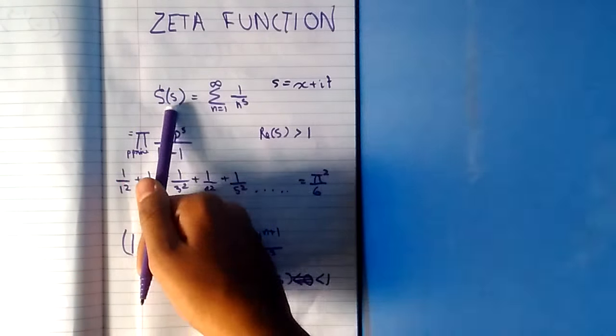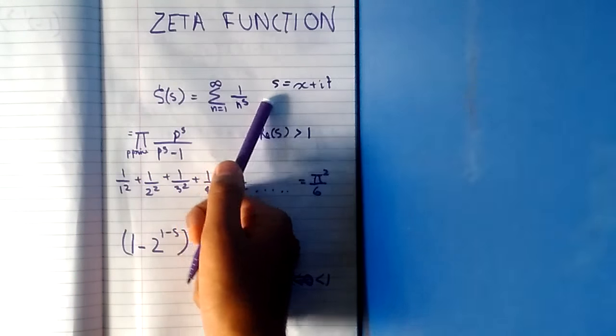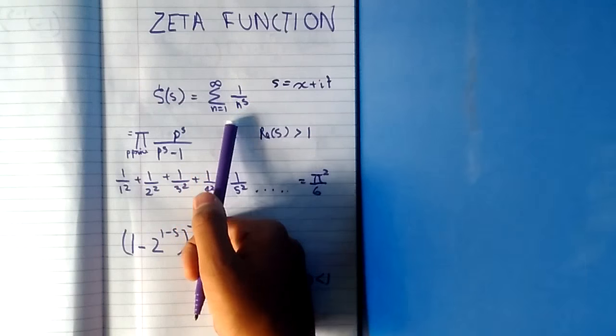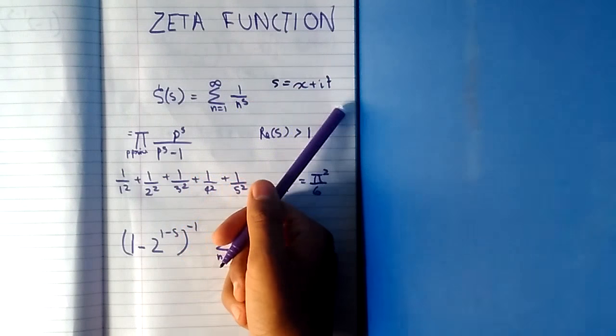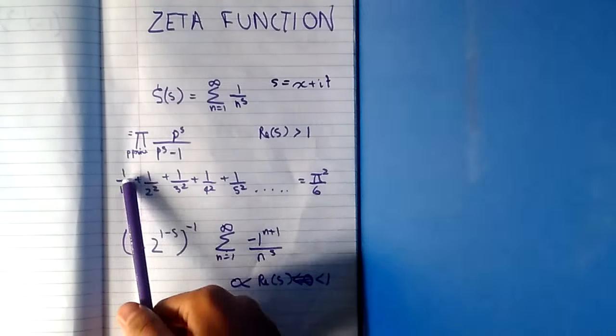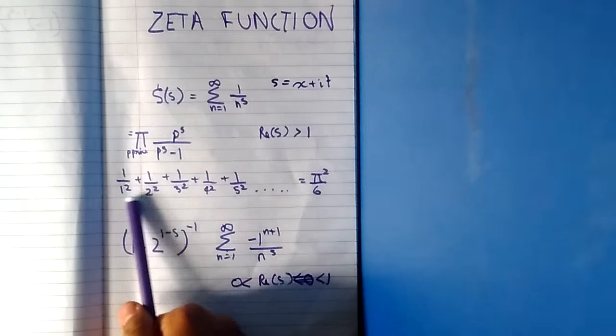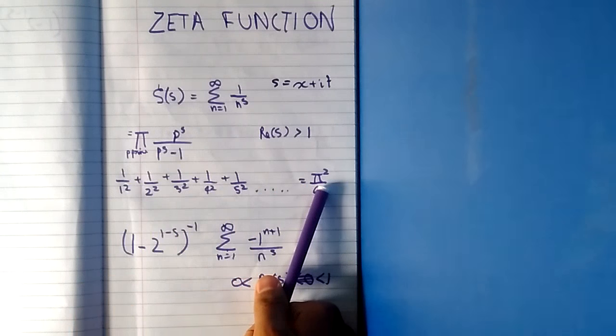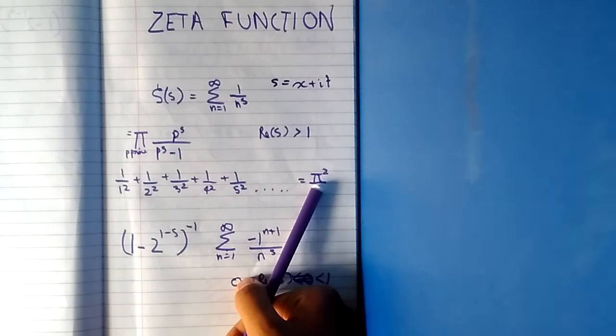So this is the general form, zeta of s is summed over 1 by n to the power s, and s here is a complex number as Riemann introduced. In the original Euler function, if we take s as 2, we get this sum, which equals pi squared over 6, which Euler showed beautifully.